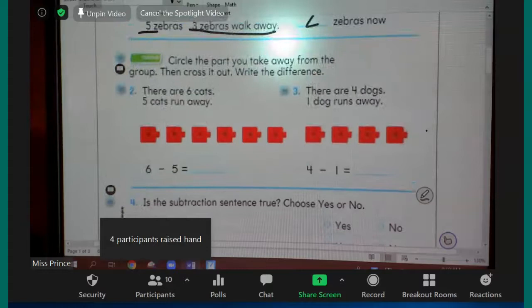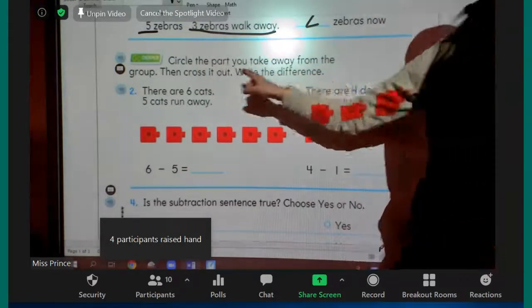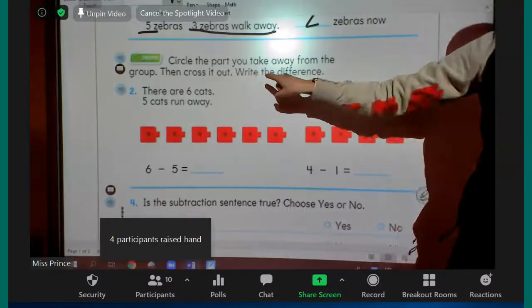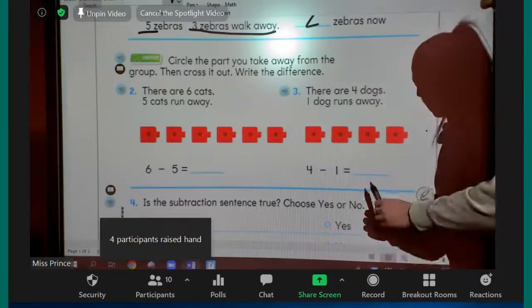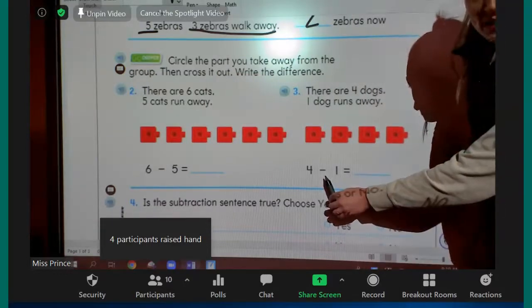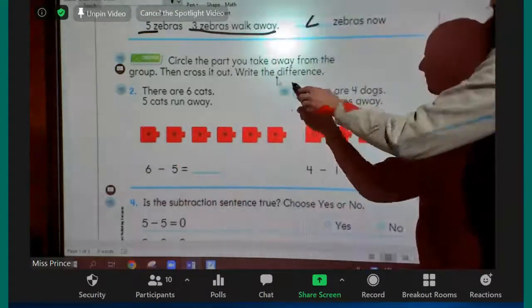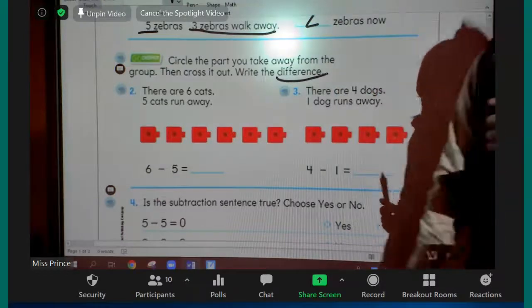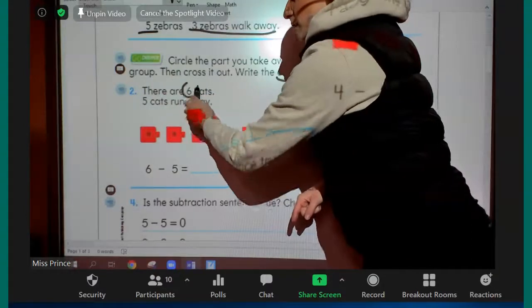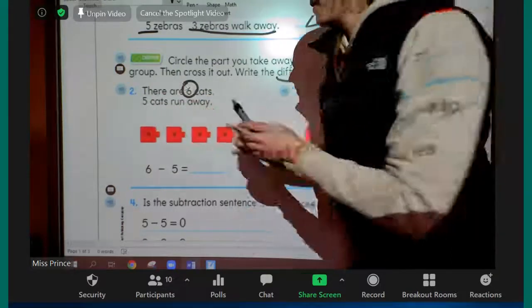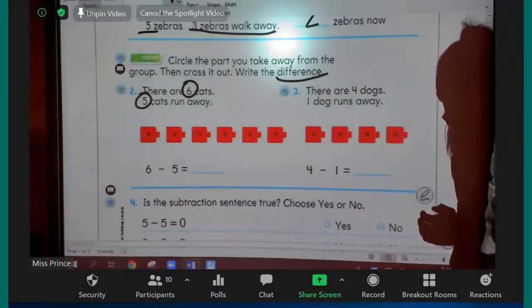All right. Number 2, circle the part you take away from the group. Then cross it out and write the difference. So remember, the difference means the answer that we find for a problem that has a subtraction symbol. That's what we call finding the difference. So, problem 2. There are 6 cats. Let's circle the 6 because it's important. 5 cats run away. So they want to know how many cats are left over after 5 run away.